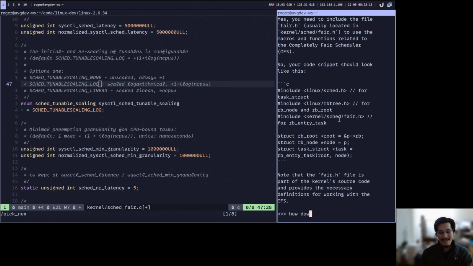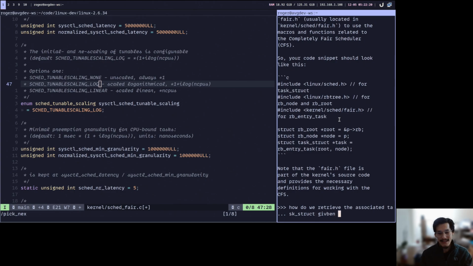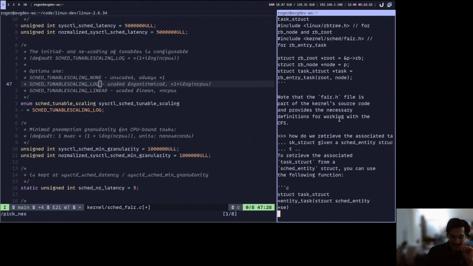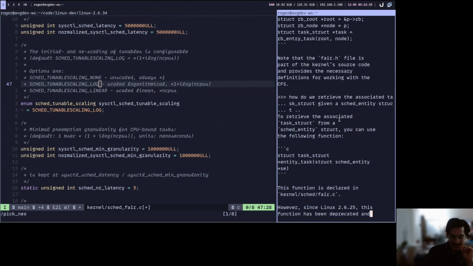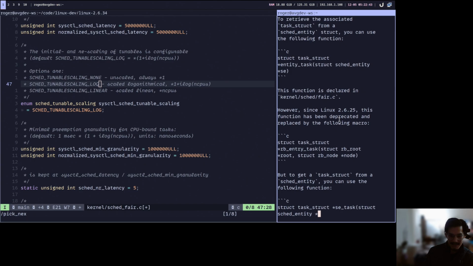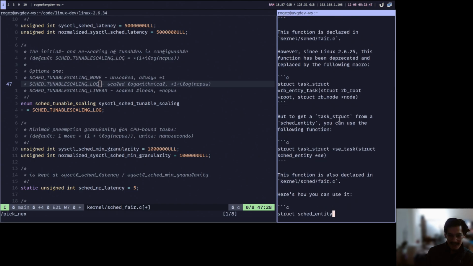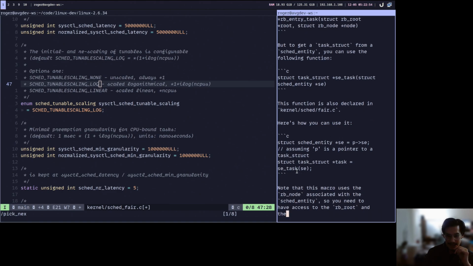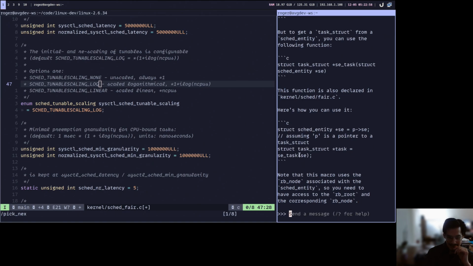Okay. How do we retrieve the associated task struct given a sched entity struct? Let's do it this way. Say task struct and sched entity. You can use the following function. task_struct entity_task. This is declared in fair.c. Okay. Same thing, right? But to get the task struct from a sched entity, you can also use the following function. sched_entity p se. Oh, okay. So assuming that we have a sched entity, we could do se task. se task. And the corresponding RB node. You need access to the root.